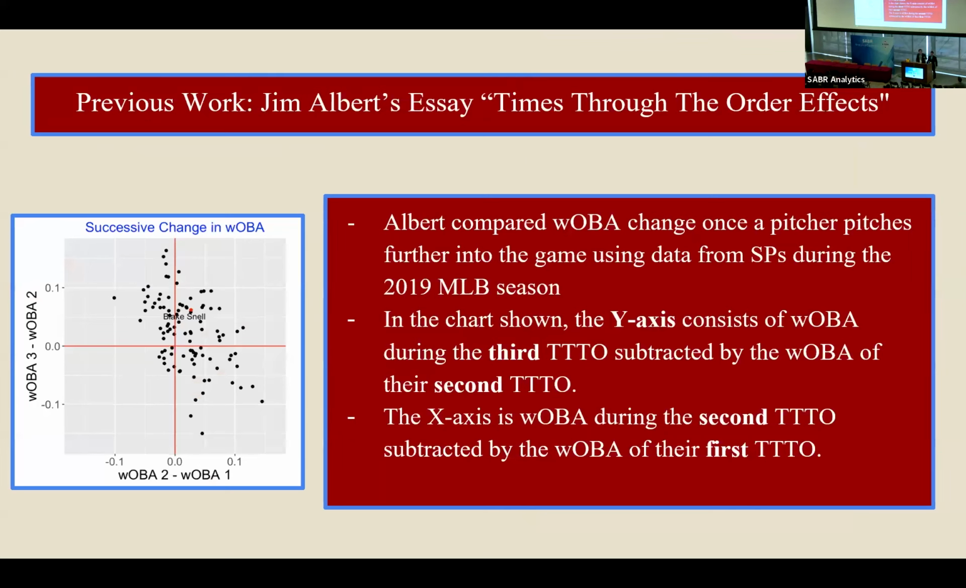First, Jim Albert, who I believe is sitting up here somewhere, wrote an essay on times through the order effects. He compared wOBA change once a pitcher pitches further into the game using data from starting pitchers during the 2019 MLB season. If you look at this chart on the left, you'll see that the y-axis consists of the difference between wOBA during the third time through the order and wOBA during the second time through the order, while the x-axis is wOBA during the second subtracted by wOBA during the first. You'll notice that Blake Snell, who we will discuss in greater detail later, was considered middle of the pack for successive change in wOBA during his 2019 campaign with the Rays.